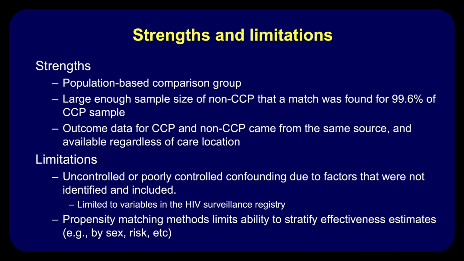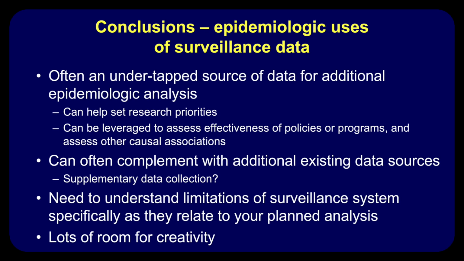And of course, there are some limitations, right? We did our best to control for confounding using the information that we had in the registry, but it's possible that there was uncontrolled or poorly controlled confounding due to things that we couldn't measure or include in the analysis. And also the propensity matching methods limits our ability to stratify the effectiveness estimates by things like sex and risk factor. So that's the third example.